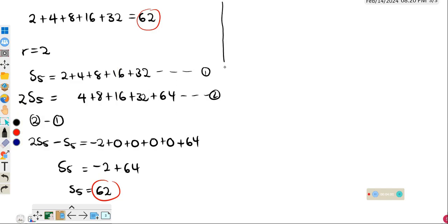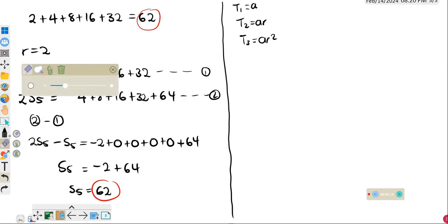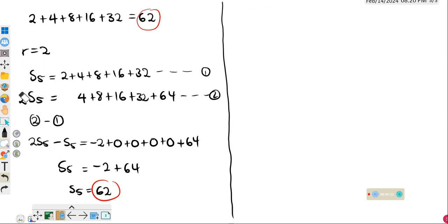We need to remember the fact that in a geometric series, the first term is known as A, the second term is known as AR, the third term is known as AR squared, right? And so on. So we will use the variable form of that equation. We will then say, instead of having the sum of 5 terms, we'll say it's the sum of n terms because we don't know how many terms there are.